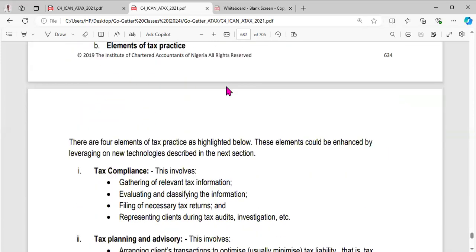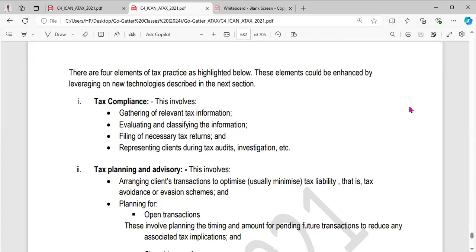Now, what are the elements of tax practice firm? This is another topic, one of the topics we did, which is called tax practice management. So there are 4 elements of tax practice, which includes tax compliance. For tax compliance to be done, you have to gather relevant tax information, evaluate and classify this information, filing of tax returns, and representing clients during audit. All this is done to ensure tax compliance.